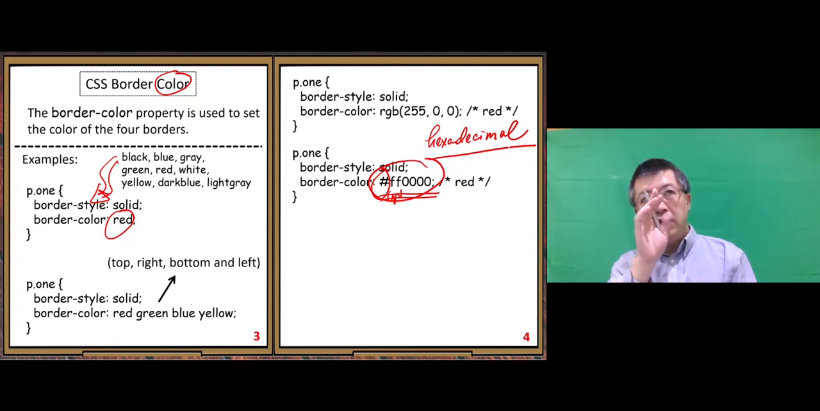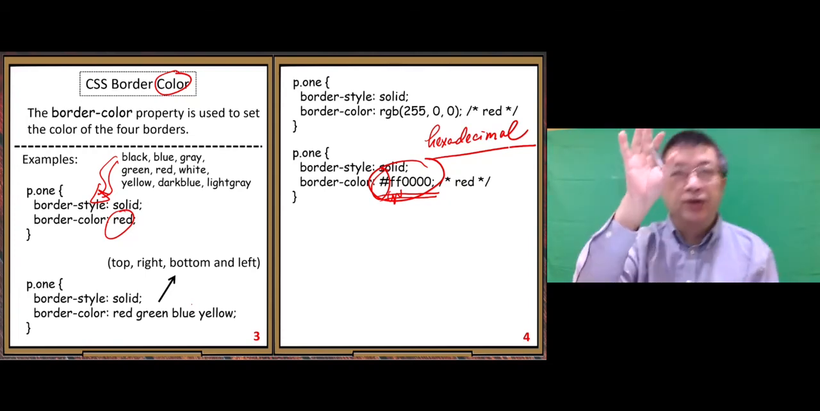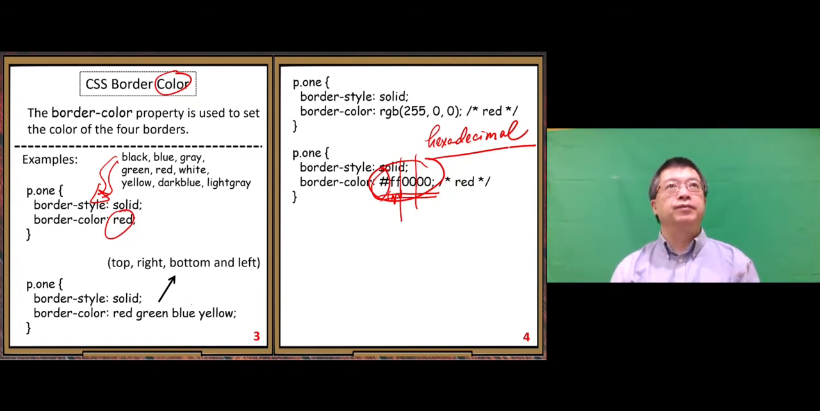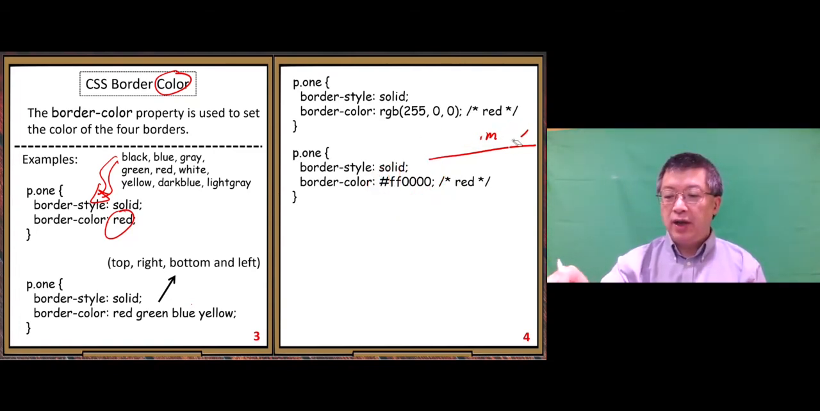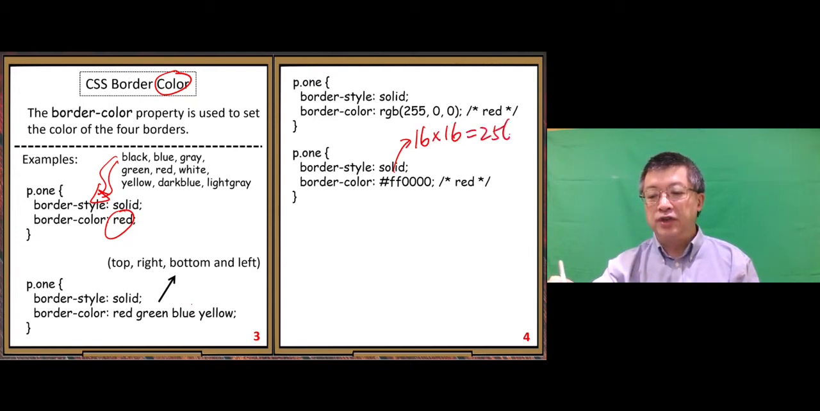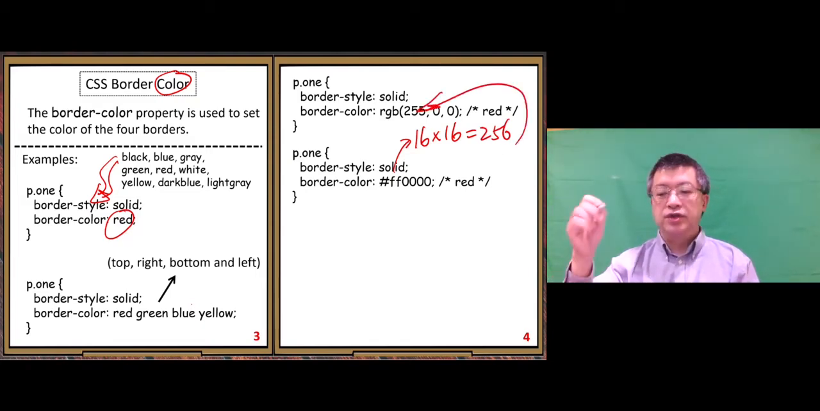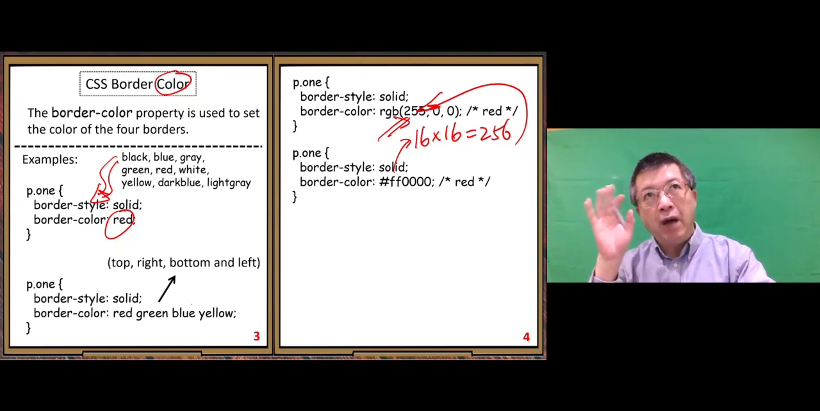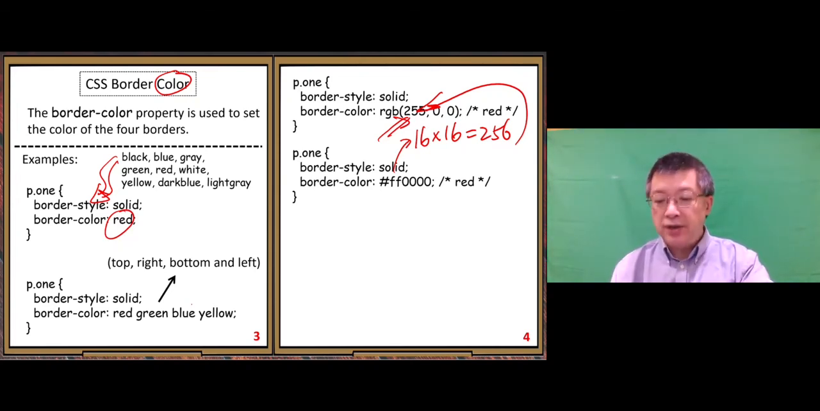2 digits correspond to one component. Okay, the first component, first 2 digits, next 2 digits, second component, and so on. So you can see we can represent. Because each component is hexadecimal, you have 16 different digits, right? 16 times 16, then you have 256. So that's the number, the decimal number we use in the previous expression. So you have the same number of colors you can represent in this way.